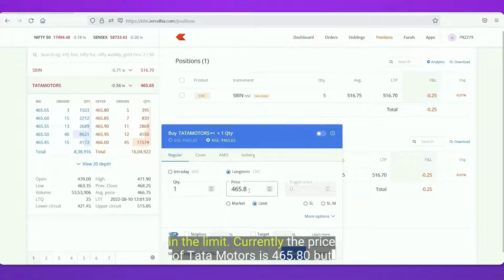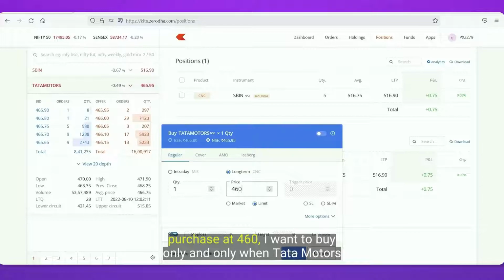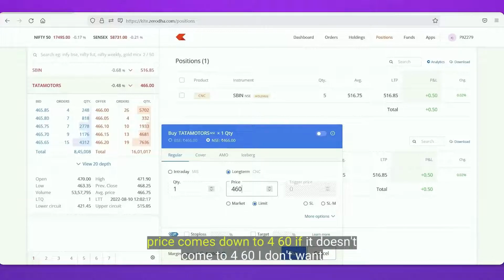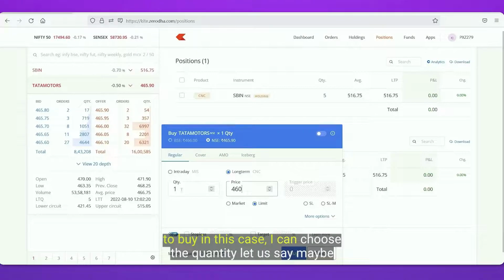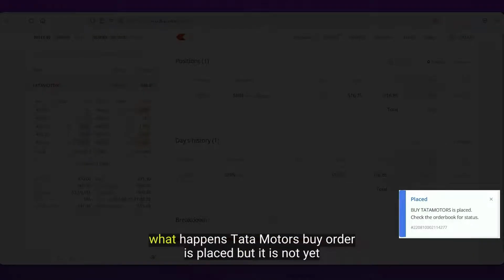In the limit, currently the price of Tata Motors is 465.80, but I don't want to purchase it at 465.80. Let us say I decide to purchase at 460. I want to buy only and only when Tata Motors price comes down to 460. If it doesn't come to 460, I don't want to buy. In this case, I can choose the quantity, let us say maybe 4 shares of Tata Motors at 460 and I'll click on buy. Now look what happens.